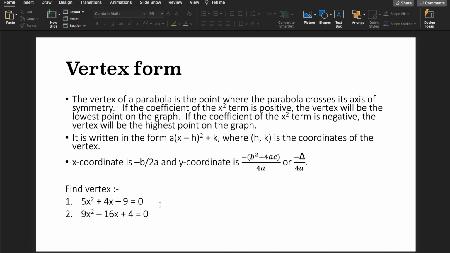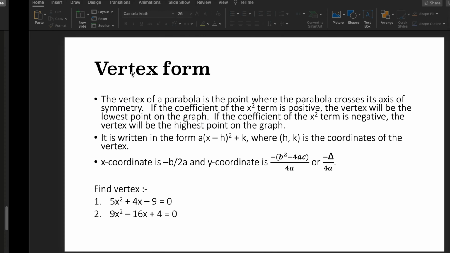Okay, as we discussed in completing the square, this is how you can write it. It's also known as the vertex form, a into (x minus h) whole squared plus k, where h and k are the coordinates of the vertex. The x coordinate is minus b by 2a, and the y coordinate is minus of (b squared minus 4ac) whole divided by 4a.